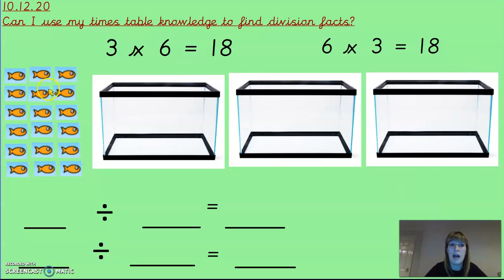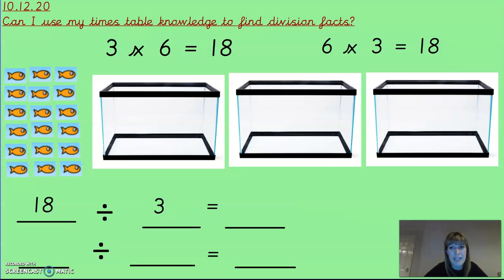So over in this corner, I have 18 fish, and I'm going to divide them into 3 tanks. I'm going to divide them equally. For my number sentence, my first number is the biggest number, 18. So I've got 18 fish and I'm going to divide them into 3. So I've got 3 tanks, so I'm going to put 3 here. But I need to know what that equals.